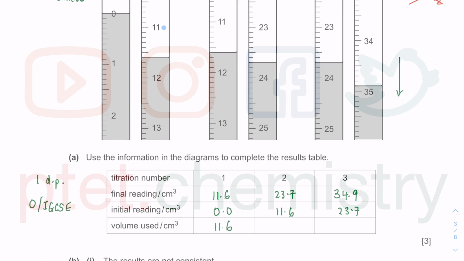So that first one is the easy thing. The second one, I don't want to think so much. I'll just press my calculator. So it's 12.1. 34.9 minus 23.7. You will see that this student, none of them is plus minus 0.2 cm3. So no best titre. In fact, this student has done pretty badly in the titration, okay?